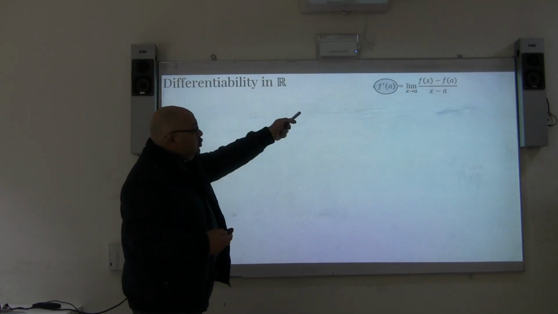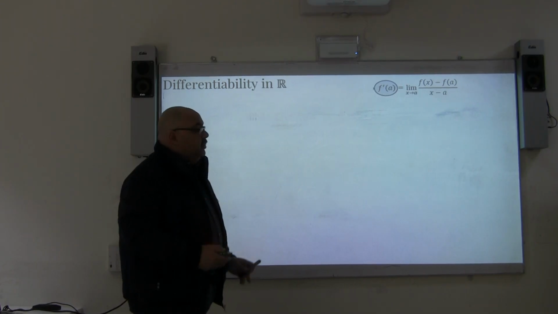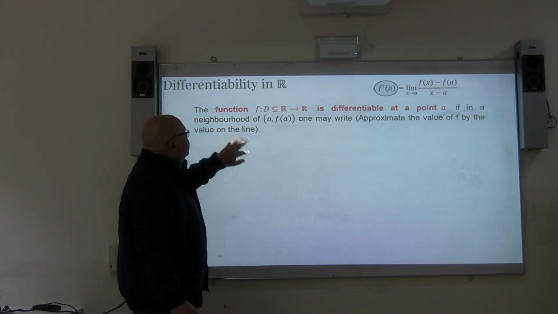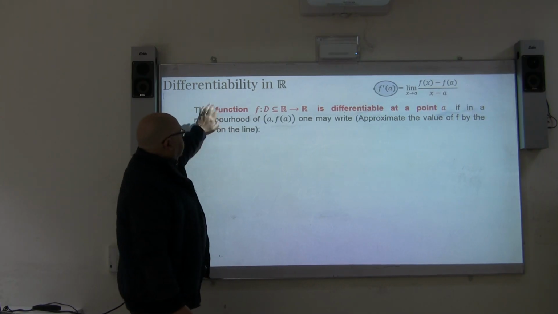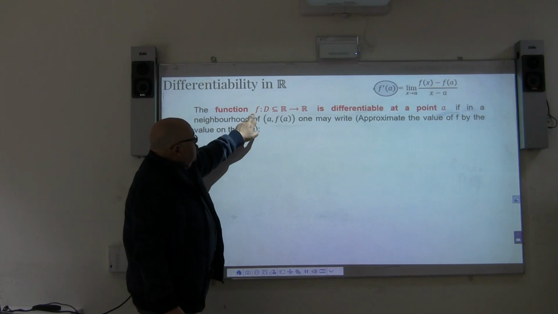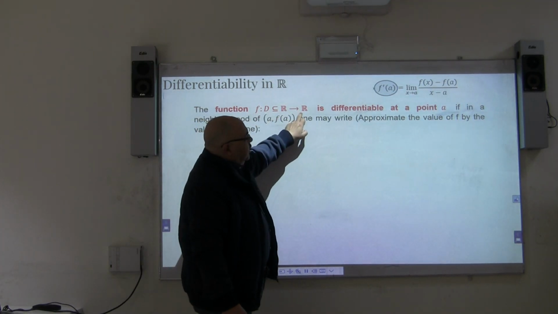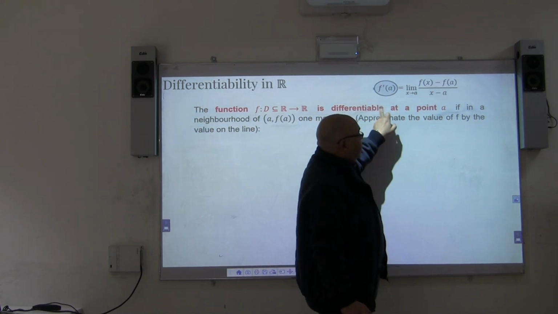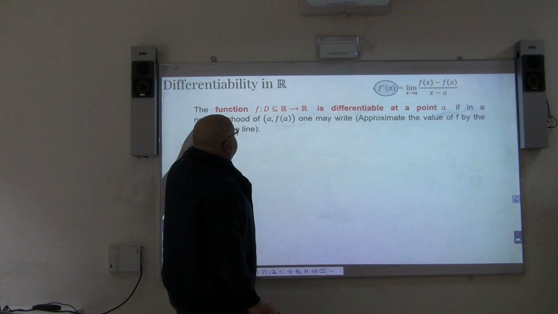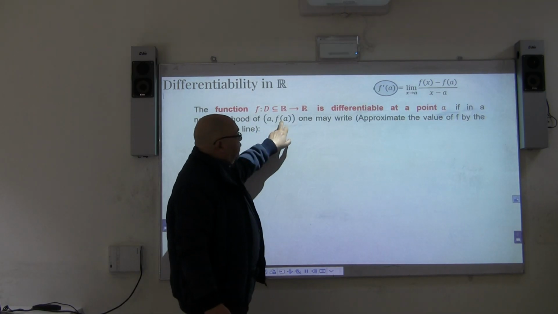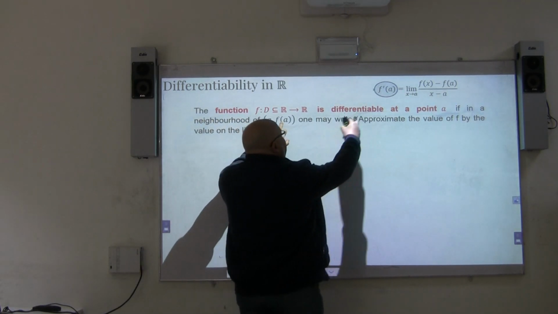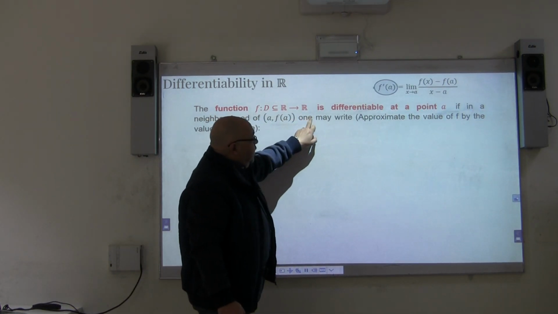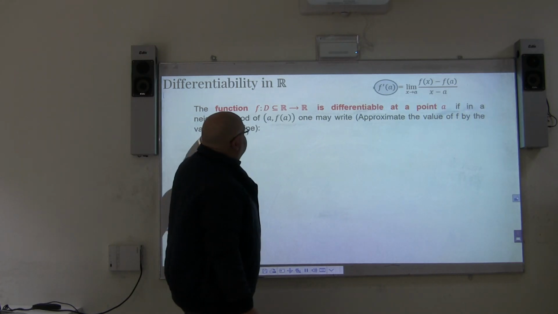So once more, I want you to remember this equation. If I reorder it, I will get the condition for differentiability. So I can redefine all of this as the following. The function f, which runs from R into R, is differentiable at a certain point if, in a neighborhood of the point a and f of a, I can approximate the value of f by the value of the line.